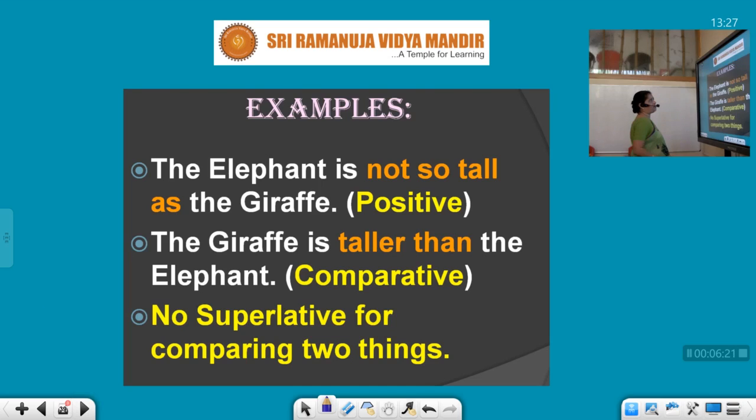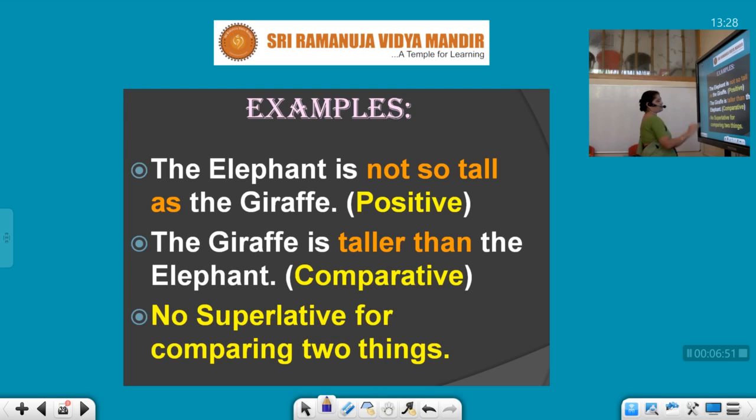So let us look into the example. Here we have an example. The elephant is not so tall as the giraffe. Okay, the elephant is not so tall as giraffe. So you can understand elephant is shorter than giraffe. That's the meaning. So in the comparative case, what will I write? The giraffe is taller than the elephant. Okay, and there is no superlative case because I'm only comparing an elephant and a giraffe.